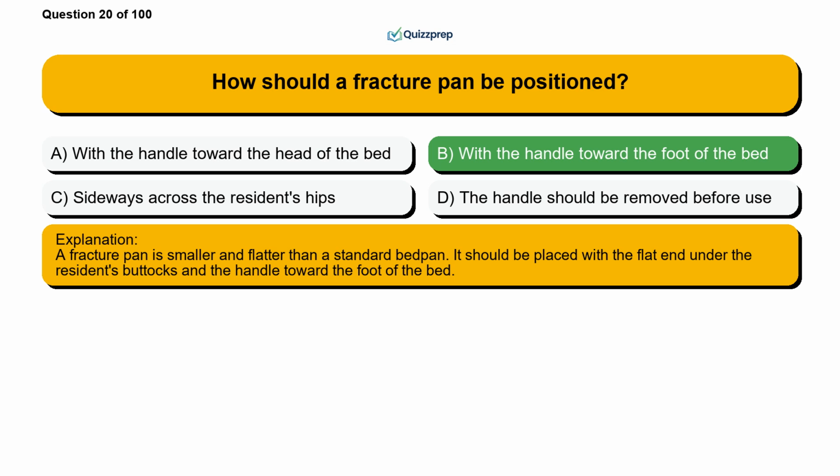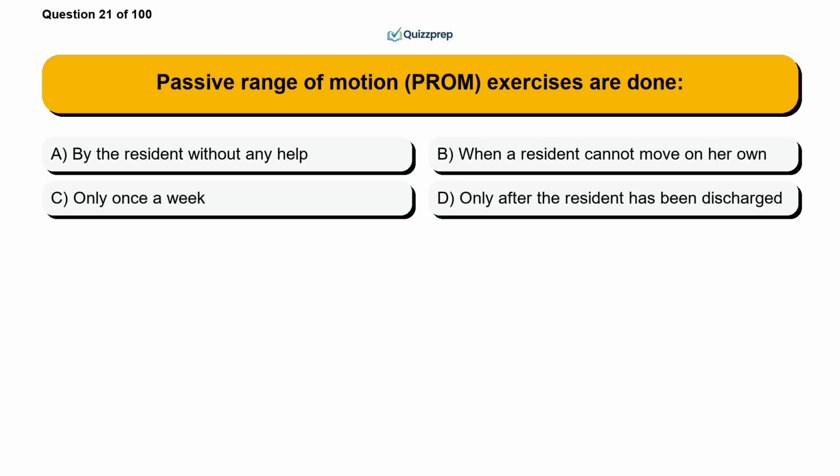It should be placed with the flat end under the resident's buttocks and the handle toward the foot of the bed. Question 21. Passive range of motion, PROM, exercises are done. Option A, by the resident without any help. Option B, when a resident cannot move on her own. Option C, only once a week. Option D, only after the resident has been discharged.